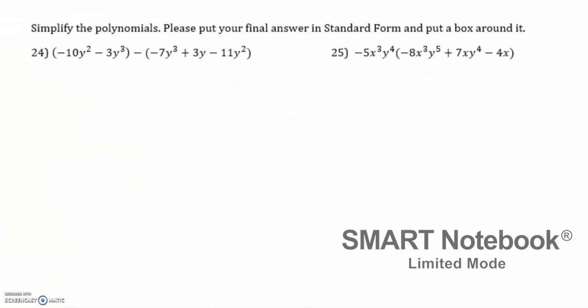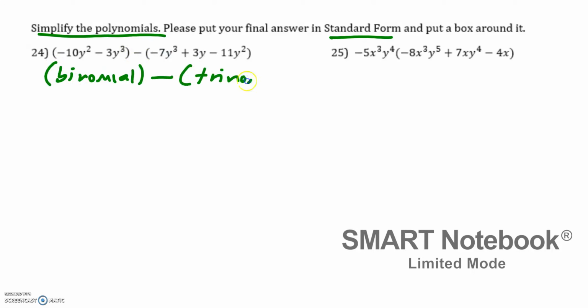Few more questions. Number 24, simplify the polynomials. Please put your final answer in standard form if you can. I put these in from chapter 8 or the beginning of the semester. The reason I put 24 in is I want you to recognize that you are taking a binomial, or two terms, and you are subtracting, not multiplying, a trinomial, just for a little bit of vocabulary review.